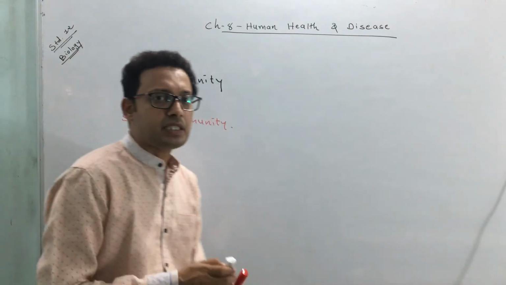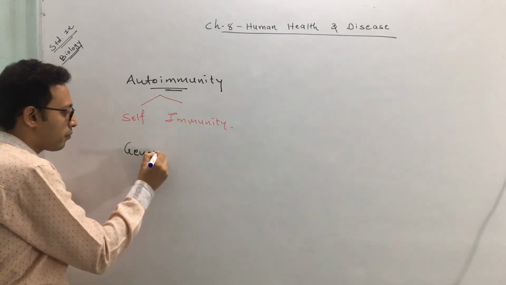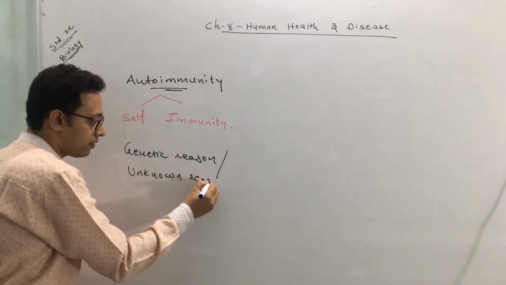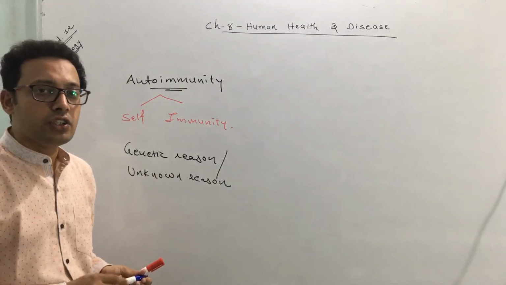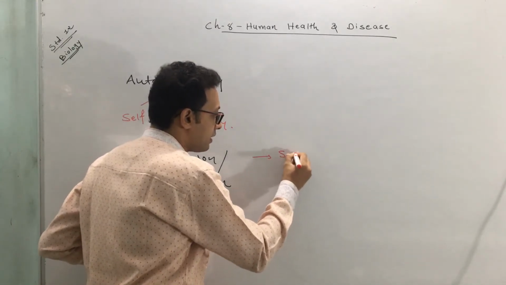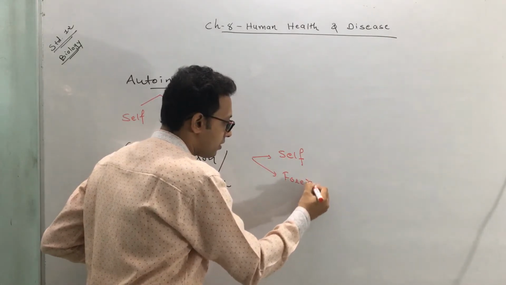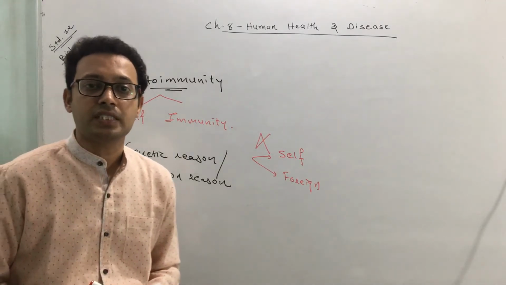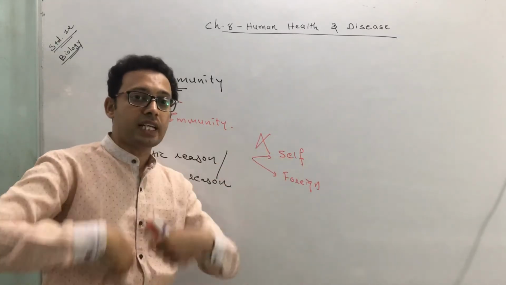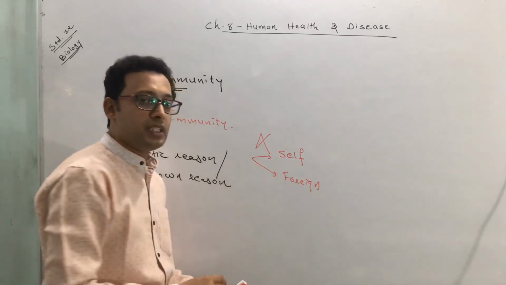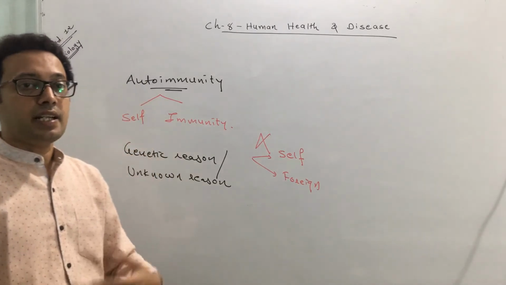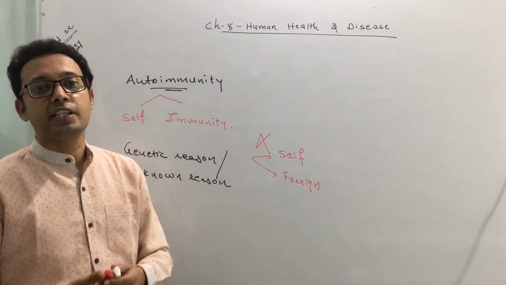But if some disturbance occurs, due to some genetic reason or some unknown reason which is still not identified, our immune system is not able to identify the difference between self and foreign, and the immune cell starts to attack our own cell instead of the foreign cell. At that time, they destroy our own cells or self cells. When such cells are damaged, it produces a disturbance in a particular organ.